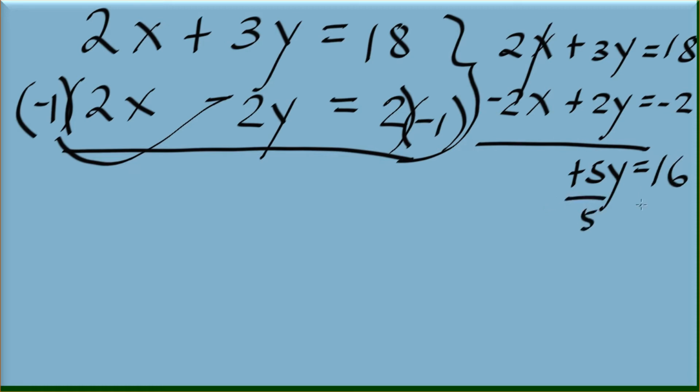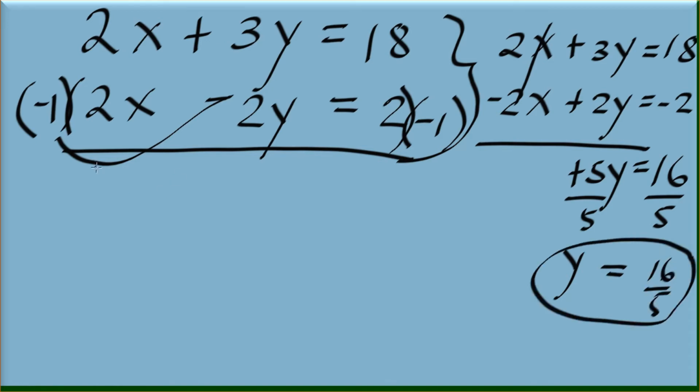Okay, so we can divide by 5. So y is equal to 16 over 5. Okay, let's go back to our original equation. Now, the first example, we used the substitution to get the other variable, to get the other solution. Now, we can plug in or substitute this y into one of those two original equations, but the thing is, it's a fraction, okay?